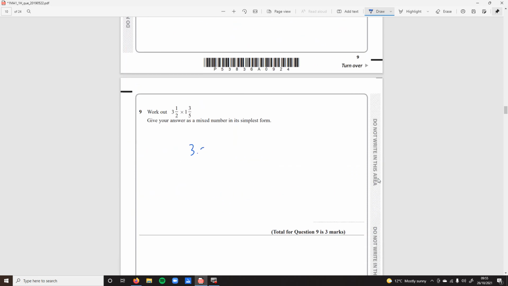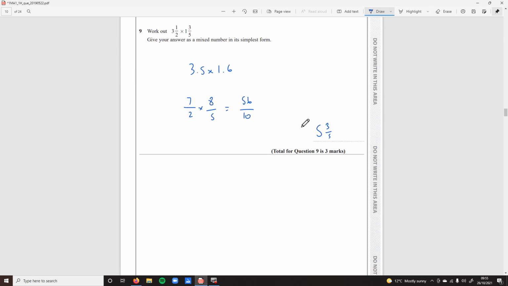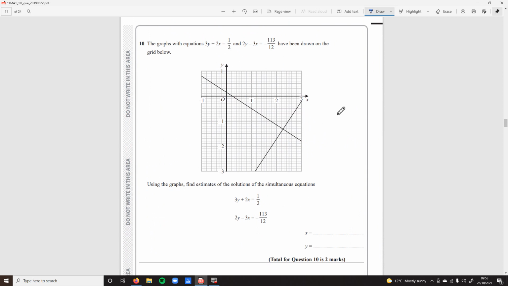Work out 3.5 times 1.6. Actually, you know what, it'd probably be easier to do it as actual fractions. So 3.5 is 7 over 2 times 8 over 5, which is 56 over 10, 5 and 3/5. That's much easier. Okay.